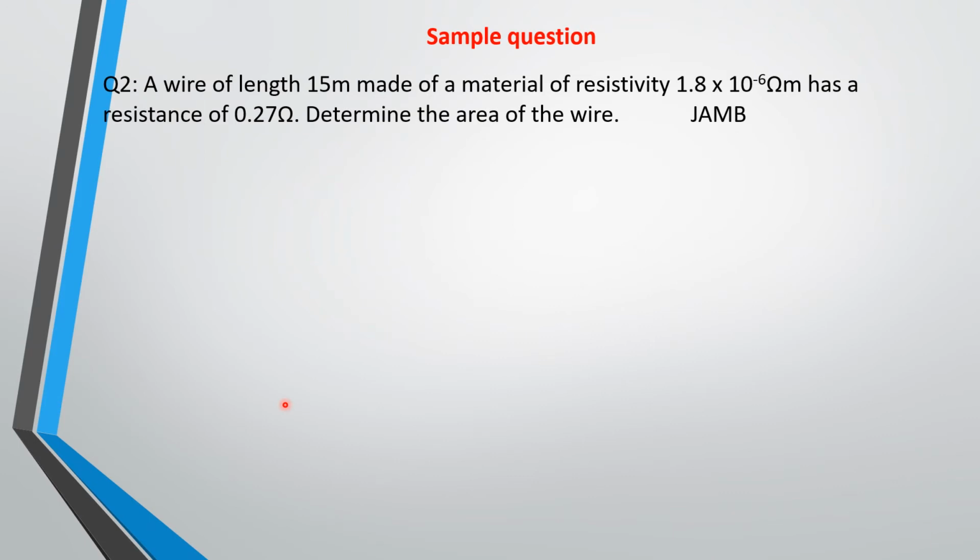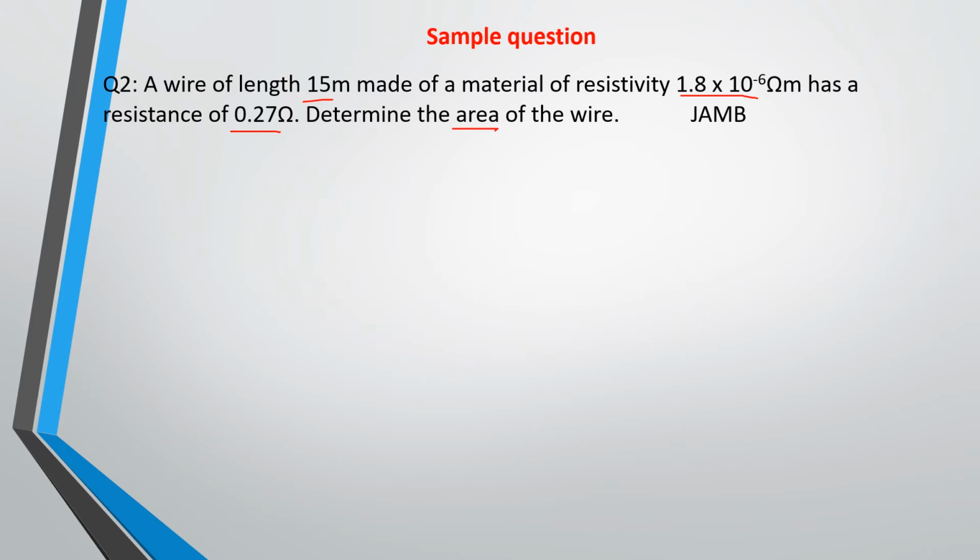This is another question that we need to look at. A wire of length 50 meters made up of a material of resistivity 1.8 times 10 to the power minus 6 ohm meter has a resistance of 0.27 ohm. Determine the area of the wire. Here you are given the resistance, the length, and the resistivity. You are asked to find the area, which is A.